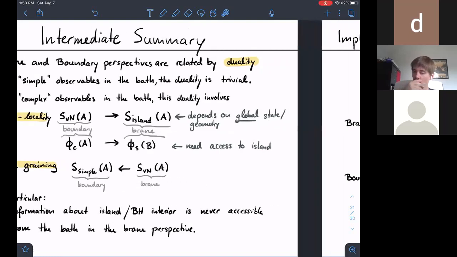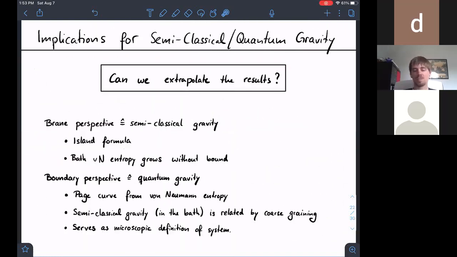And then go to the last part of my talk, which is now taking this picture and trying to extrapolate this to semi-classical quantum gravity. The first question, of course, is how would we even do this? What seems like a reasonable extrapolation? That would be that we associate the brane perspective to semi-classical gravity. Now, why would we do this? Because in both cases, we're using the island formula to compute a unitary Page curve.